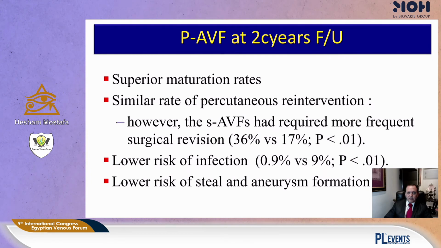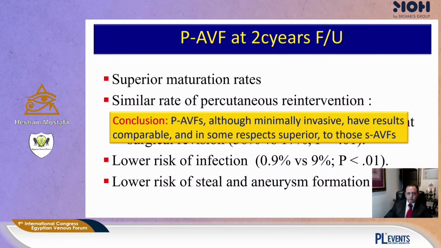So they concluded that percutaneous AV fistula at 2 years follow-up has a superior maturation rate and a similar rate of percutaneous reintervention. However, the surgical AV fistula required more frequent surgical revision. It has a lower risk of infection, and a lower risk of steal and aneurysmal formation. So they concluded that percutaneous AV fistula, although minimally invasive, has results comparable and in some respects superior to surgical AV fistula.